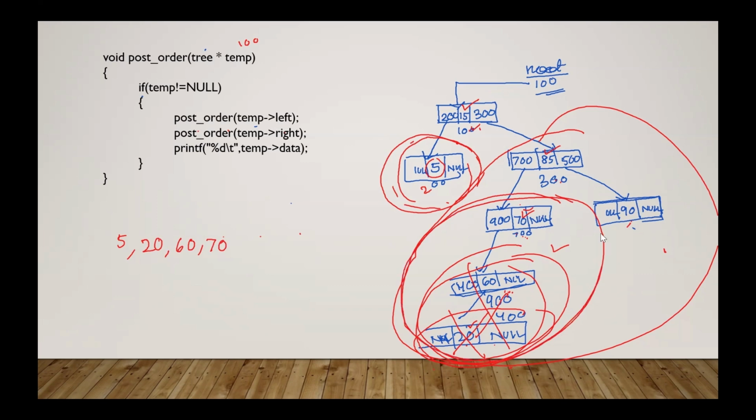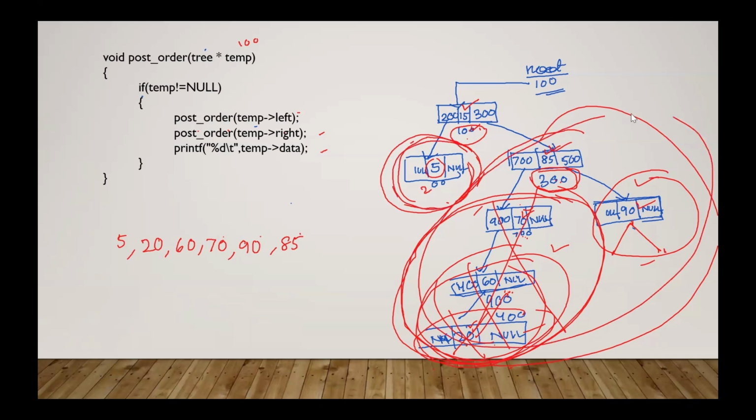For this subtree, the left child is completed right now. Then the right child is present. If the right child is present, we have to go to the right child. For this right child, we traverse first left, then right. There is no left, there is no right. Then we print the root, 90. Once this root's right is over, for 300, left is over and right is over. Now we have to print the 85, because left child, right child, then data will be printed. Now for the 100 address, left child is over, right subtree is over. Now we have to print the root.